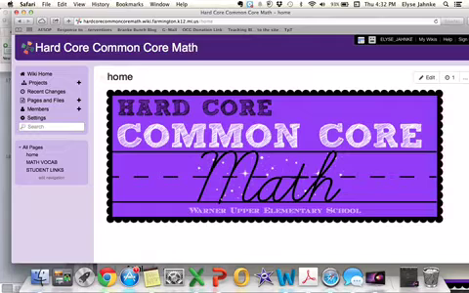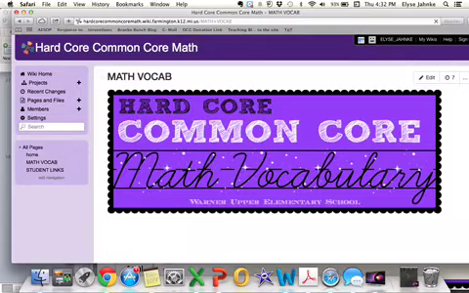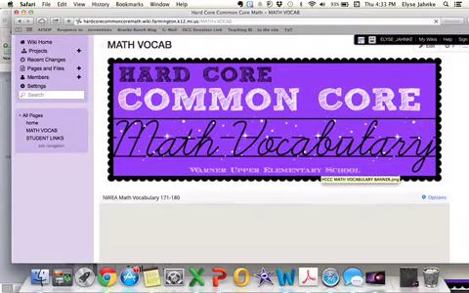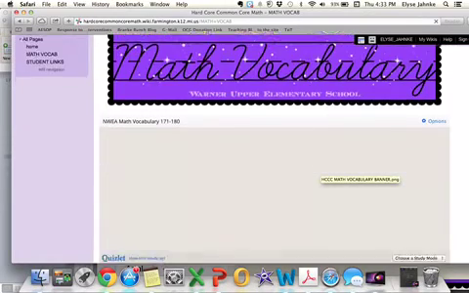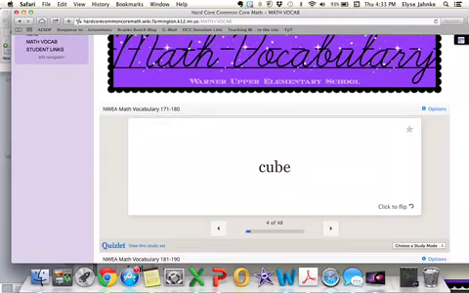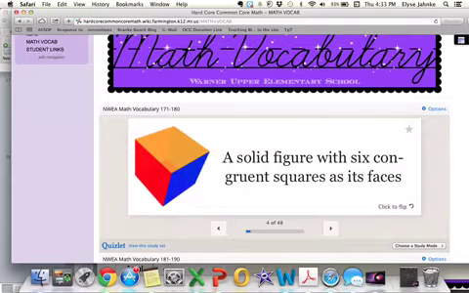Here is our new Hardcore Common Core Math Wiki. Here's the homepage, and then the kids can go to the Math Vocab page. For each wristband, they can practice the vocabulary, and if you click on the word cube, it'll read it to you, and then you can click to flip, and it tells you the definition: a solid figure with 6 congruent squares as its faces. And many of them have an image to go along with it.